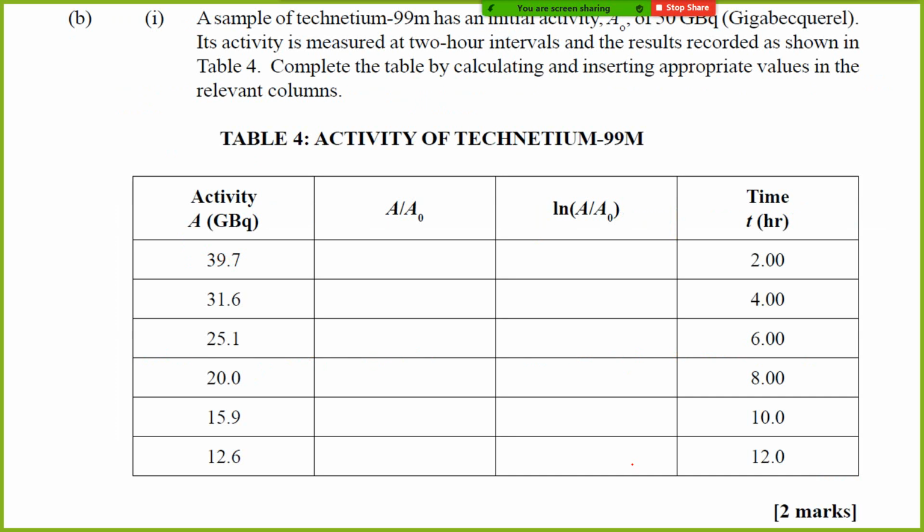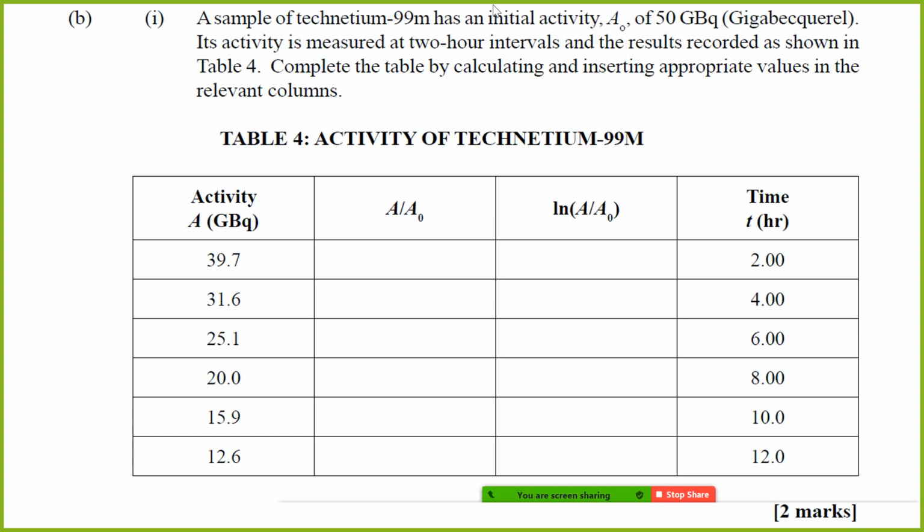So now you have a question. It says a sample of technetium 99m has an initial activity A naught of 50 gigabecquerels. It says its activity is measured at 2 hour intervals and results recorded as shown in the table. It says complete the table by calculating and inserting the appropriate values.